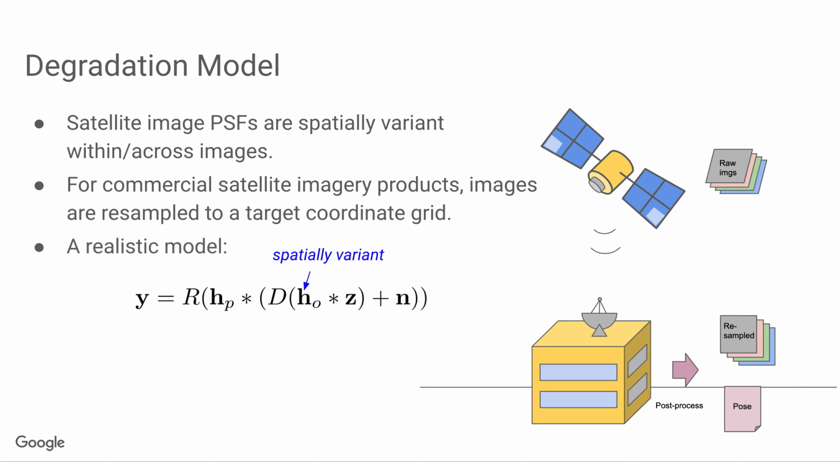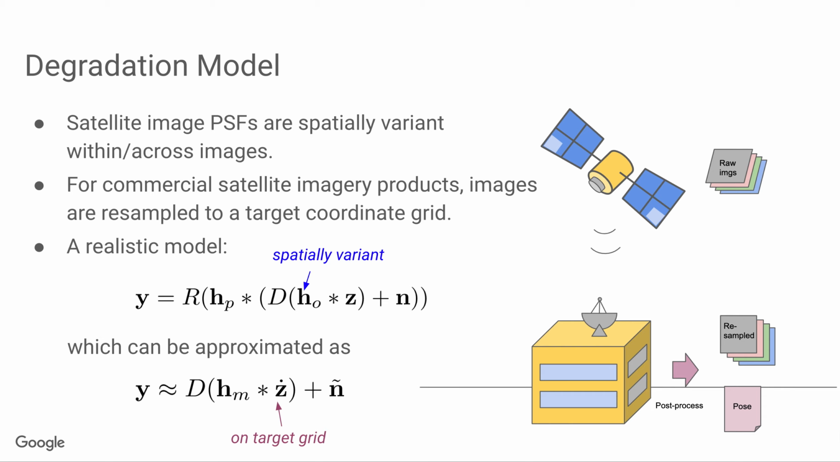So, a realistic degradation model should be like this. Compared with the previous model, this one contains 2 point spread functions, a spatially varying optical point spread function HO, and an invariant resampling kernel HP. It also has a resampling operation.